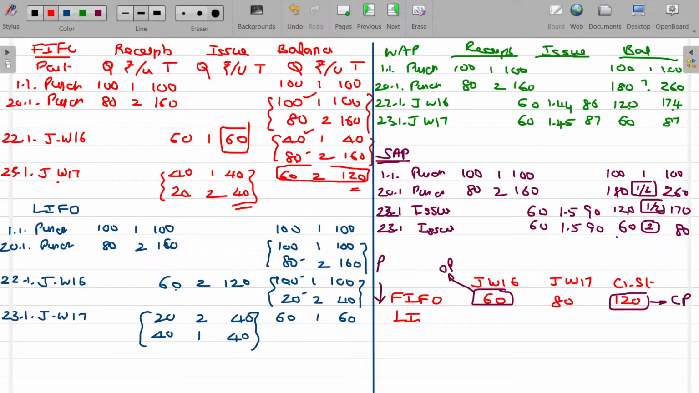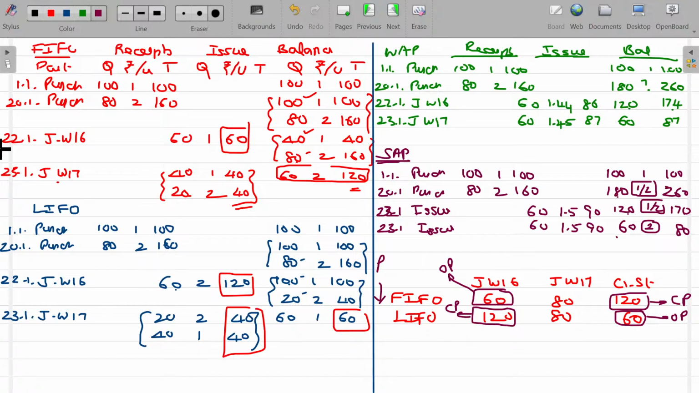Under the LIFO method, this one, job W16 charged 120, W17 charged 80, and closing stock recorded at the oldest price. Here, this will be the oldest price, and this will be the current price. Now, what happens? Okay, you purchased and you are billed 120 and you recommended your friend and he went and purchased for 80 rupees. You will get totally disappointed. I purchased for 120, I recommended my friend and he got a discounted price, almost 40 less. Not genuine. That's how you will argue.